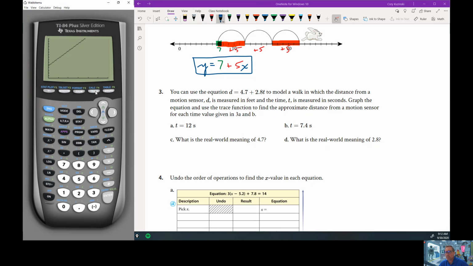All right, so we're going to use the trace function. It's right here, 12 seconds. So you can actually type 12 and hit enter, but it goes off the screen. So let's change my window again. Let's go to like 30. That'll be safe. I don't know any motion sensors that can read that far, but there we go. Got everything we need now. All right, let's go trace. We're going to go 12, enter.